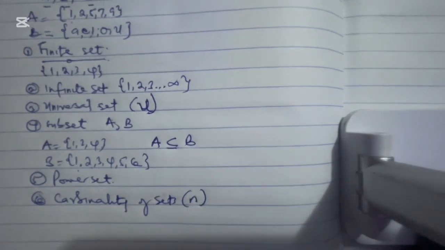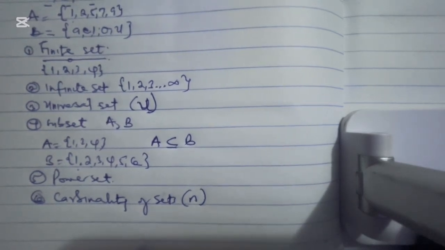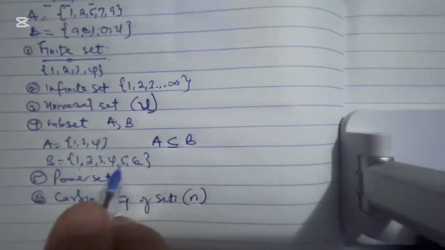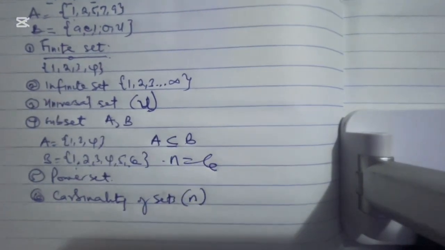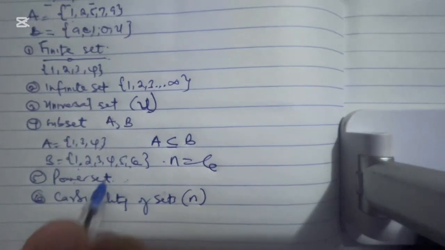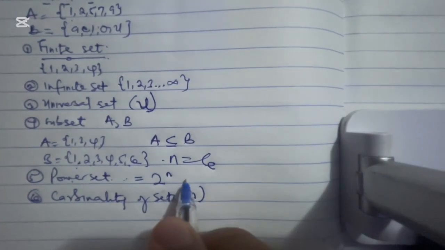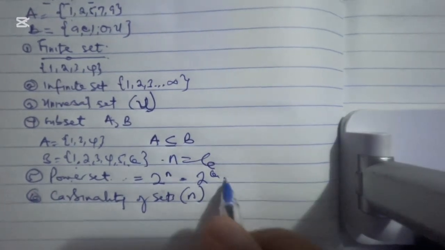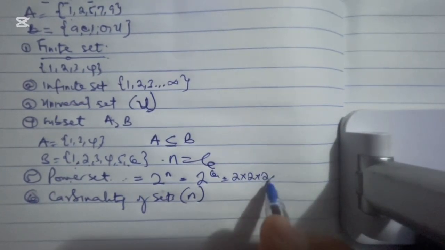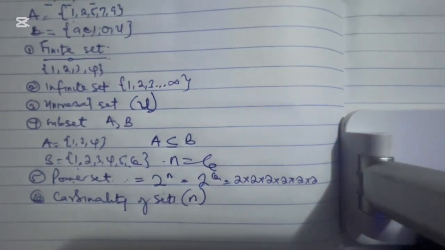Denoted as n. So cardinality of a set is of course the number of elements in that set. For instance, now look at set B. Set B has 6 elements, so n is equal to 6. So if you want to look at the power set now, the number of subsets is 2 raised to power n. If we want to look at this set B, we say 2 raised to power 6, which will be 2 times 2 times 2 times 2 times 2 times 2. Whatever value that you get is your answer.